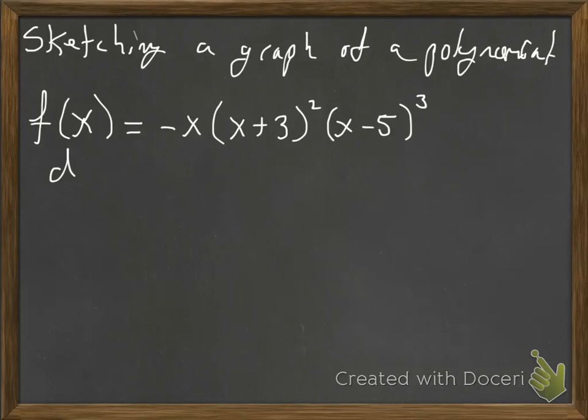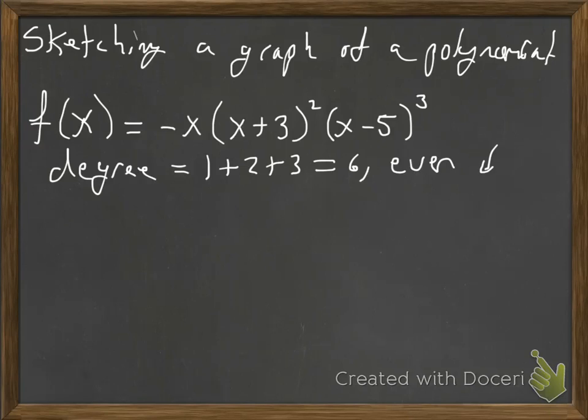So the first thing I'm going to do is establish the degree. The degree of the x is 1, then we have (x plus 3) squared plus (x minus 5) to the third. So we're going to add up all those degrees, and that's going to be a 6. So this is even, and because of the negative sign in front, that means we're going to be reflected down. So my end behavior is both branches going down.